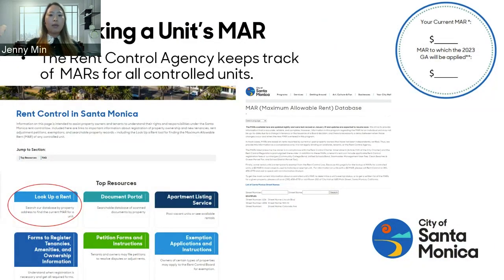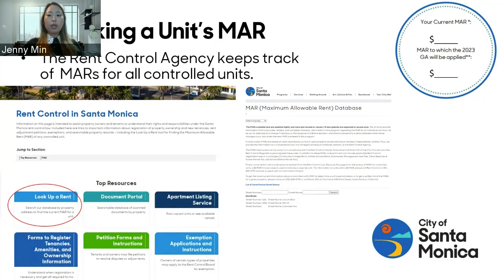So as Dan mentioned earlier, we do keep track of all the different MARs for all the rent-controlled units, and there are multiple ways you could find out. The first would be either calling, emailing, or coming into our agency during business hours, or you could go into our website and click on Look Up a Rent, and then type in your address and the rent at that moment will come up. We also send newsletters, and as you can see on the top right corner, this is something that you would have seen in the newsletter that you received a couple weeks ago.